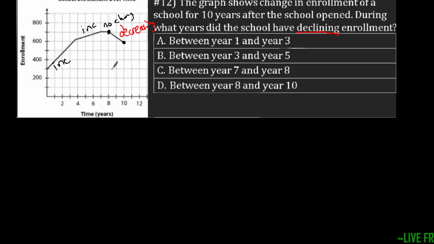So we're saying, okay, what goes along with that point? Well, from year 8 to year 10, which is going to be D. So just make sure that you remember, again, since it goes down, it's going to be decreasing.